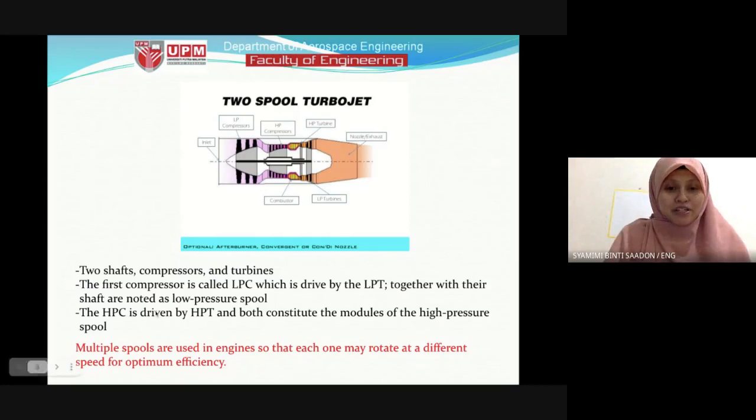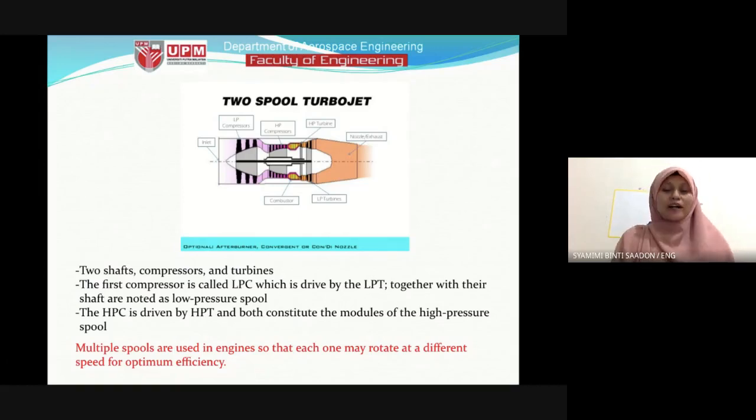For the high pressure spool, the HPC is driven by the HPT, the high pressure turbine, and both constitute the high pressure spool. So we have a low pressure spool and a high pressure spool. That is why we call it a two spool turbojet engine.